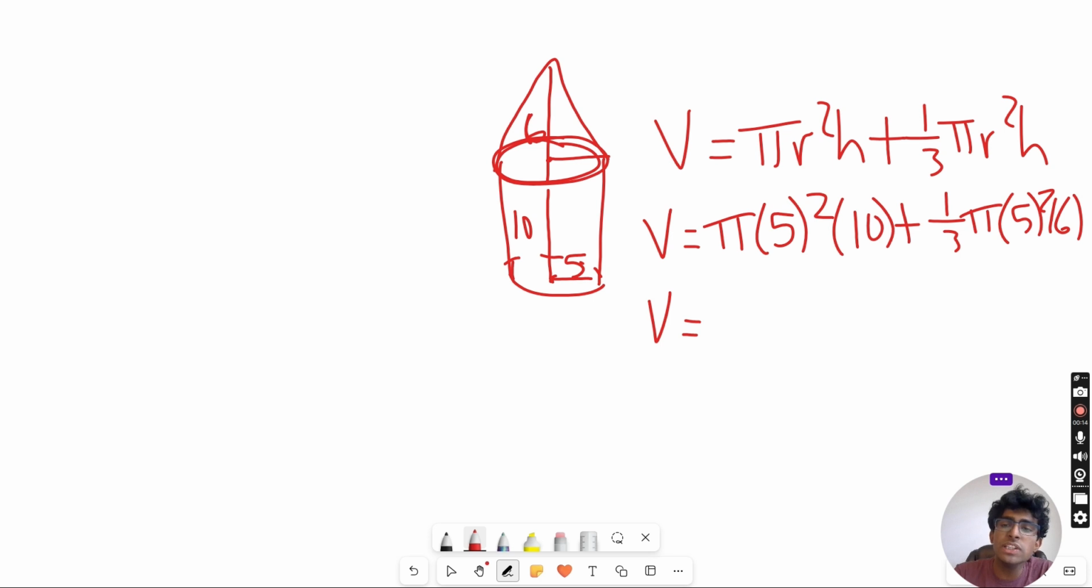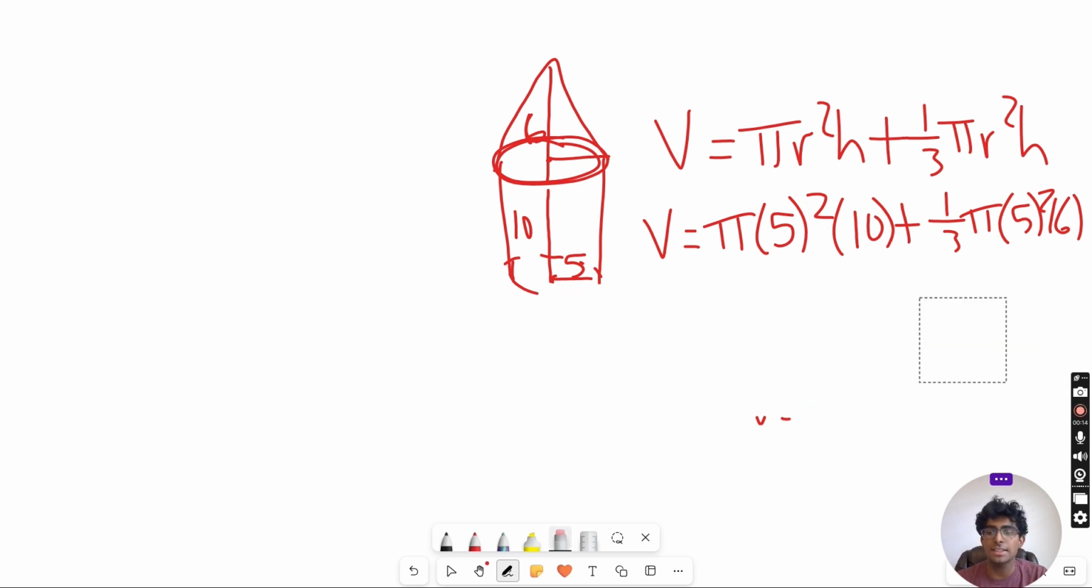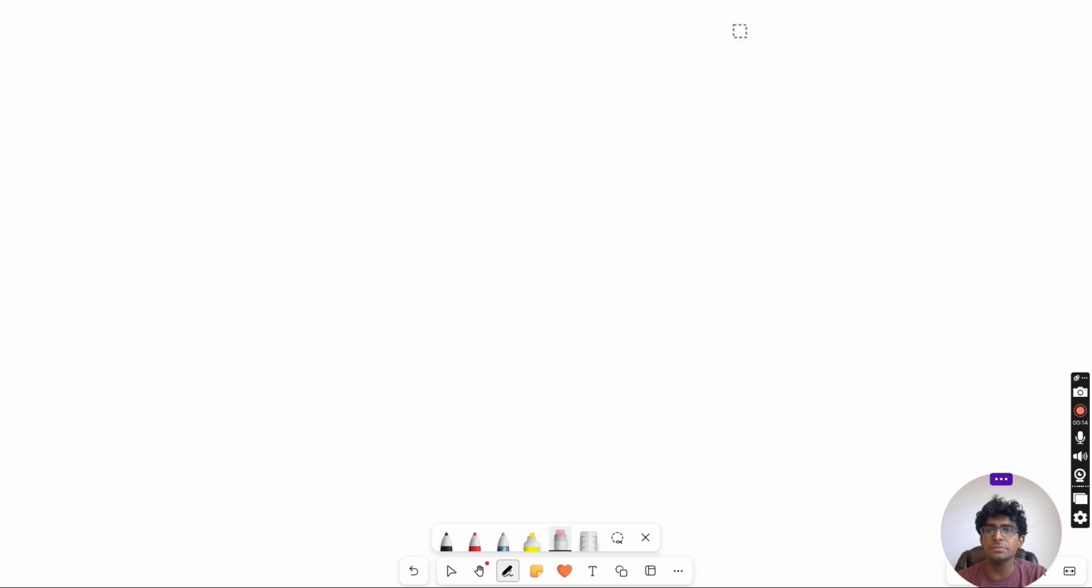All right, and then we'll simplify it here. 5 squared is 25 times 10 is 250. So 250 pi plus 5 squared is 25 times 6 is 150 divided by 3 is 50 pi. So our volume is going to be 300 pi. Obviously, you can just do 300 times 3.14 and you'd get a decimal answer, and you pick the answer choice that is closest to that. All right. So that's the major idea behind volume on the SAT and PSAT.